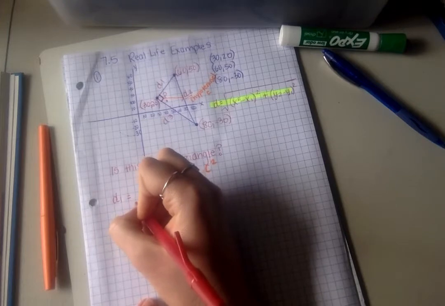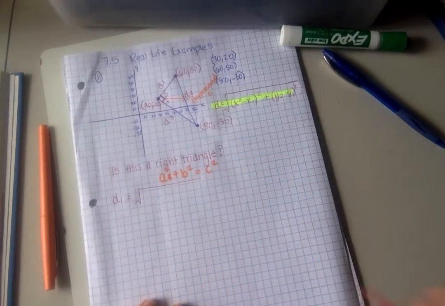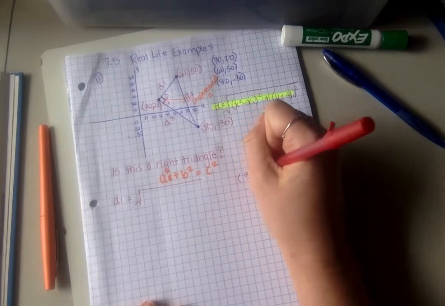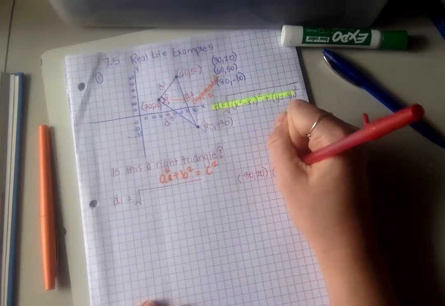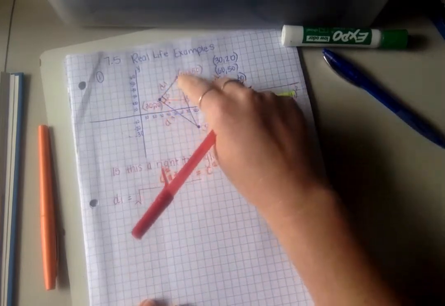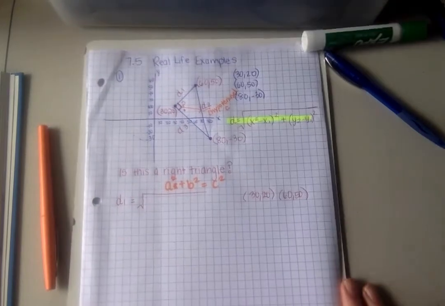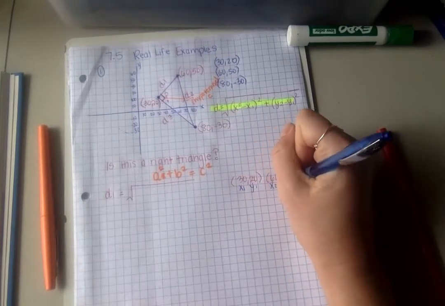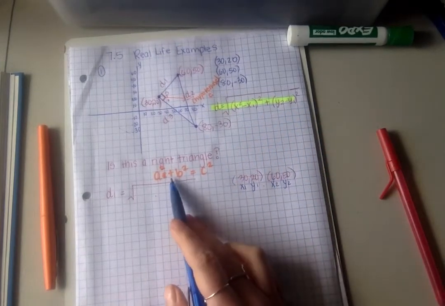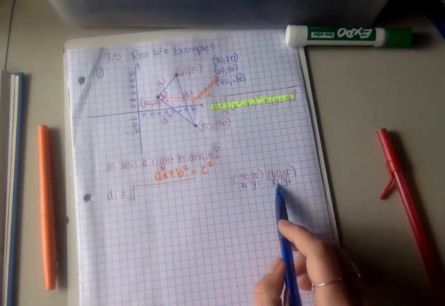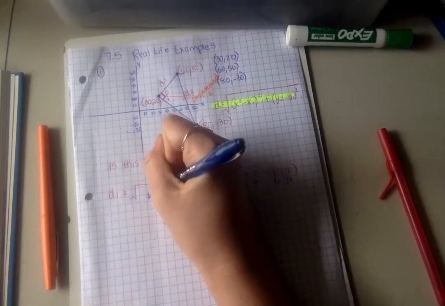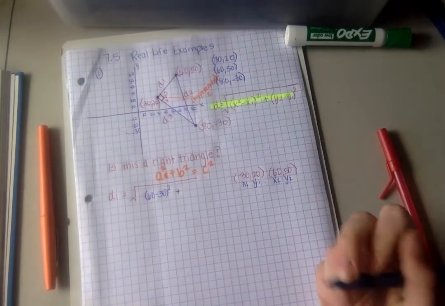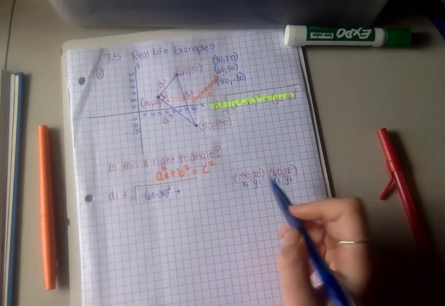So distance 1 will equal the square root of, and let's use this formula to start plugging in answers. Here are my 2 points: (30, 20) and (60, 50). Those are the 2 points that I want to know the distance between. I know that this is x1, y1 and this is x2, y2. So now let's plug in what I know. I have x2 minus x1, which is 60 minus 30, squared, plus y2 minus y1, 50 minus 20, squared as well.